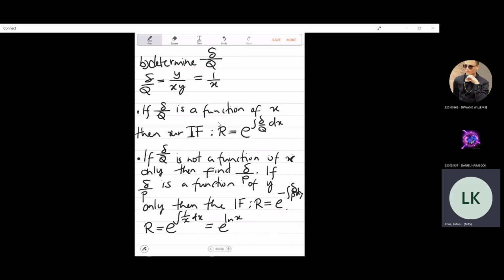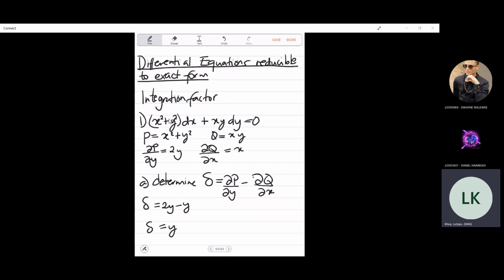With your integrating factor, you don't add a constant. We are just interested in the function part, so all constants are gone. Then e to the power of ln of x is equal to x. Now what we do with this integrating factor is multiply our differential equation, the one that was not exact, by it, and after we multiply, we should now have a differential equation that is exact.